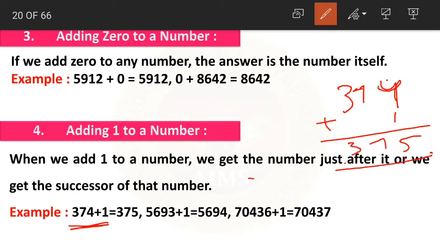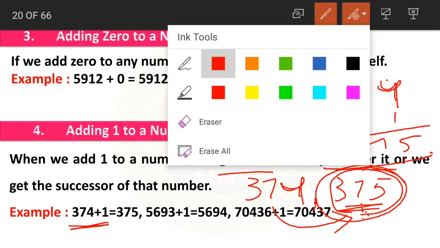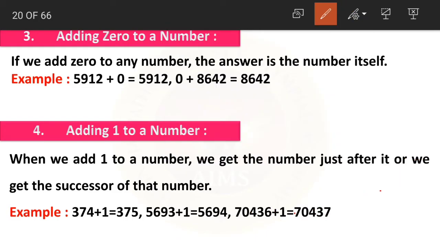375. Now when we are writing numbers, we get 374, and after 374 we have 375. So what number did we get? We got the number just after 374, or this is also called as what? Successor. Yes, children, how did we get it? By adding 1 to a given number. Now let us look at another example.